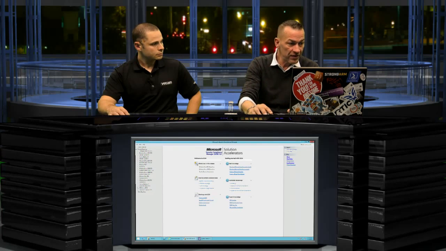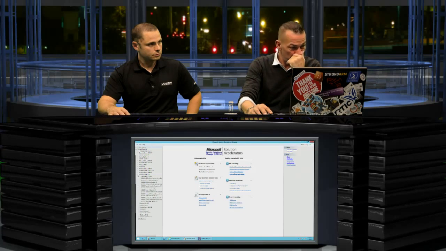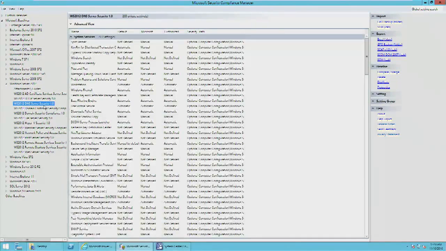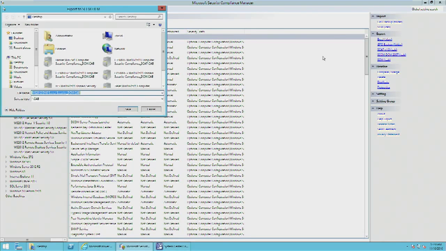So if we look at something like, let's just say, our Windows Server 2012. We'll jump with this one. Maybe I want to look at my DNS servers and be able to have them hardened based upon the Microsoft recommendations. I could take this wholesale right here and export it right now as a GPO or as a CAB file inside of SCCM.